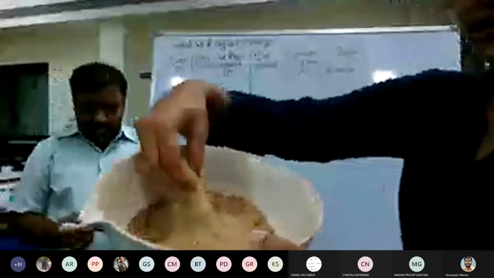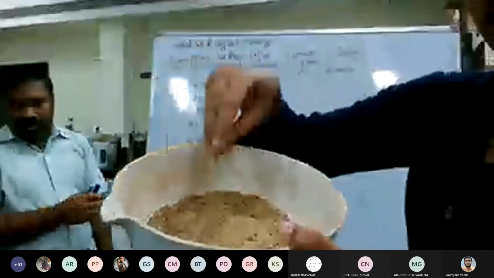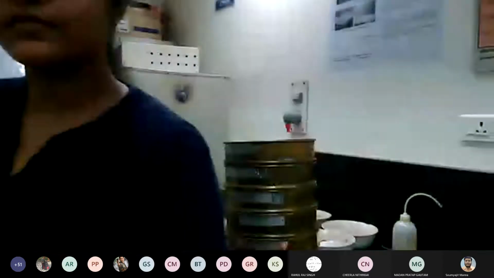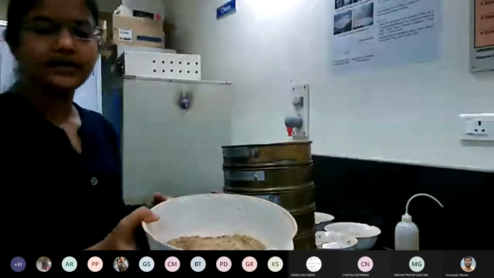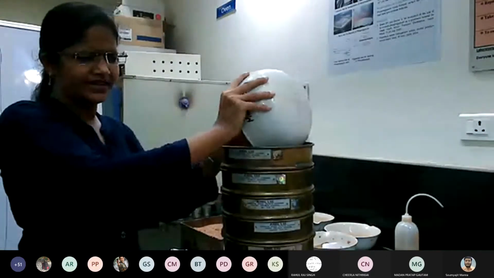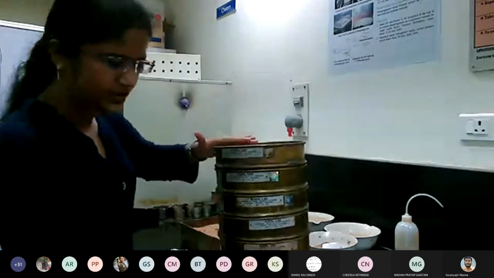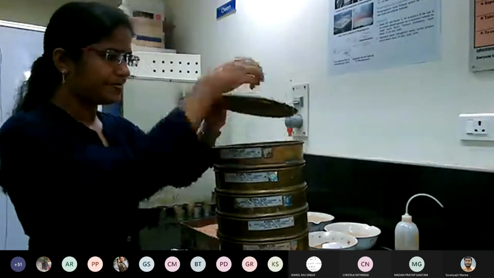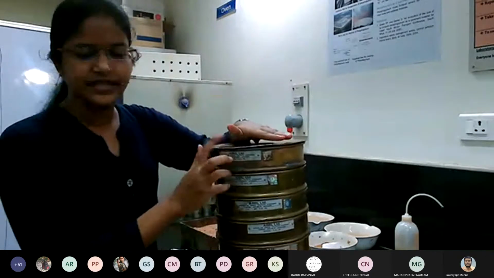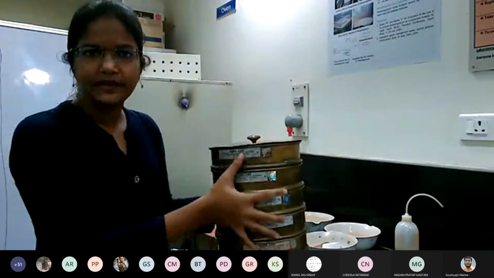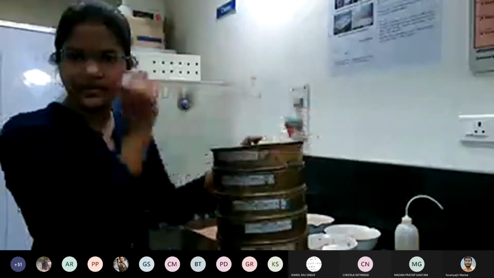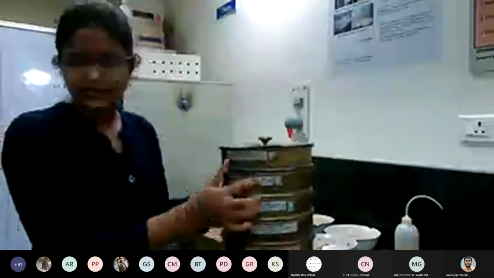So this is our dry soil. We have taken 500 grams of dry soil, and I am pouring that 500 grams into this tray, the topmost one, 4.75. And we'll close the lid. We have the mechanical sieve shaker in the lab, so we will put this sample in that shaker and sieve it.